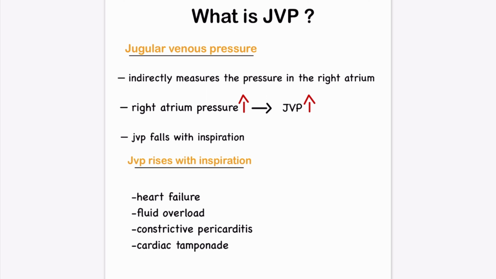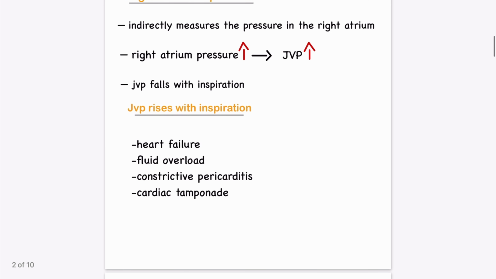But there are several pathological conditions in which the JVP rises with inspiration. For example, in the case of constrictive pericarditis, the pericardium is much thicker, so that during inspiration, even when there is enough space, the heart won't be able to relax. In the case of cardiac tamponade, there is blood in the pericardial sac, so in this case also the heart won't be able to relax when there is more space. Same with heart failure and fluid overload.